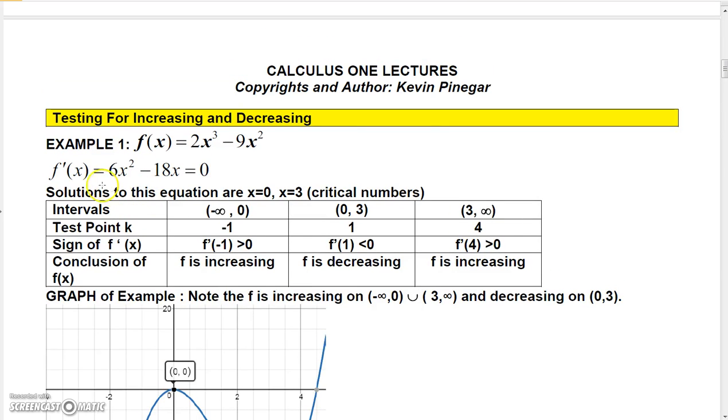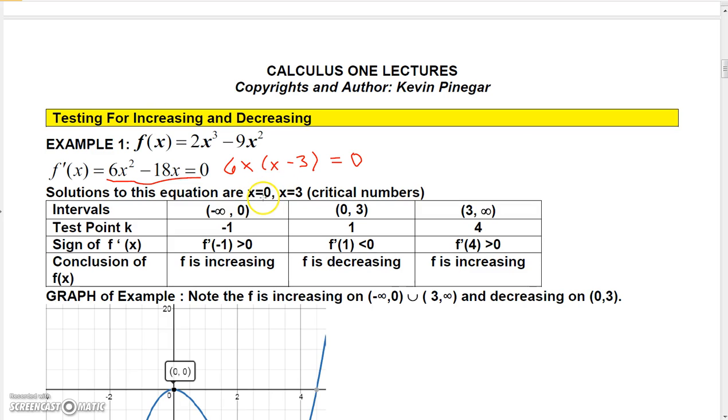Okay, so here's a function, 2x cubed minus 9x squared. The derivative is 6x squared minus 18x. Now, if you factor this, you can factor a 6x out, and you'll get 6x times (x minus 3). And if you set that equal to 0, you'll see that there are two critical numbers, because those are the two values that make the derivative 0.